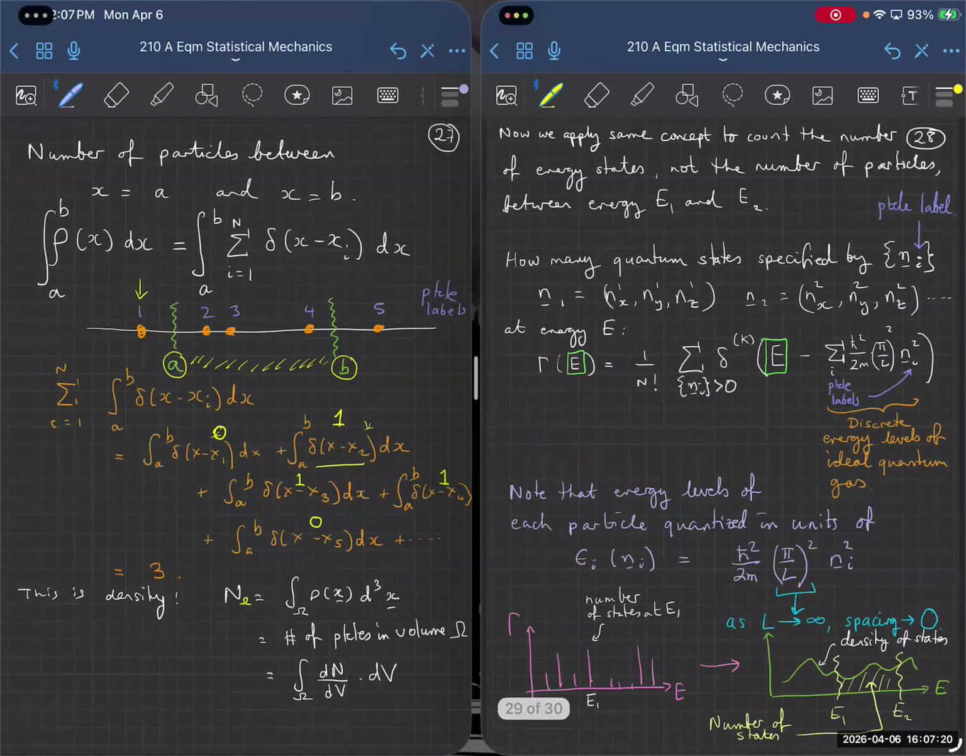So that was a very simple concept of just looking at density in space. Anybody have any questions about that?